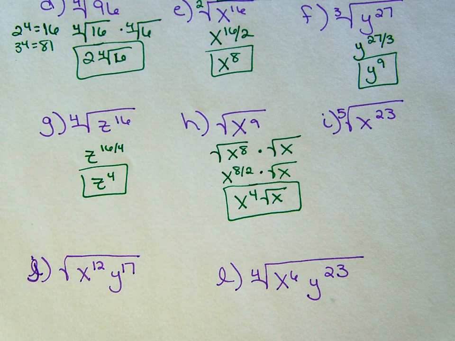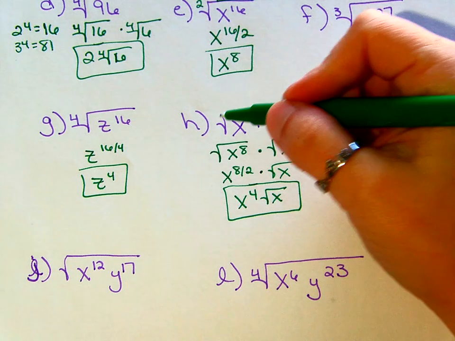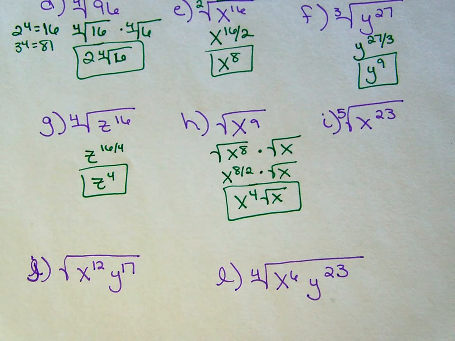So sometimes you just have to ask yourself, how do I get my exponent to be something that's divisible by my index? Remember, the index is the little number outside. That makes sense?